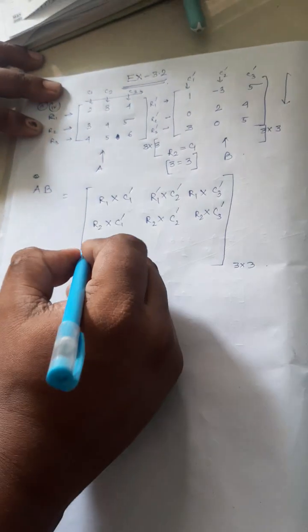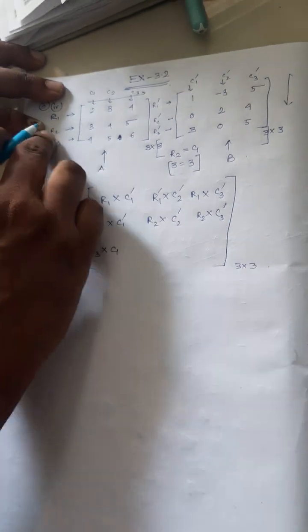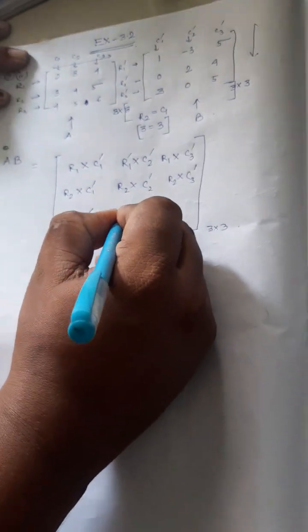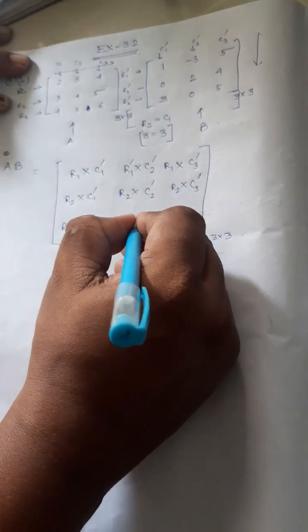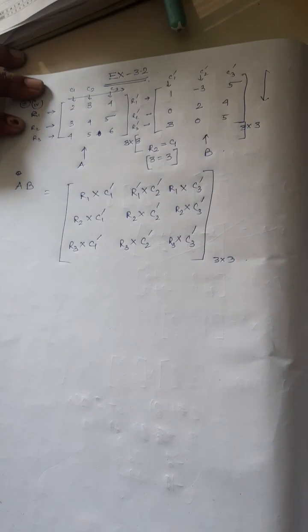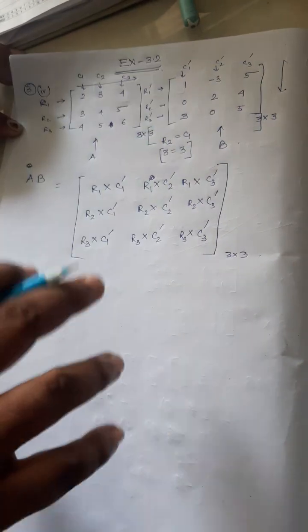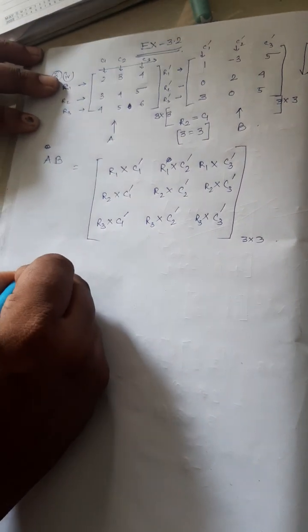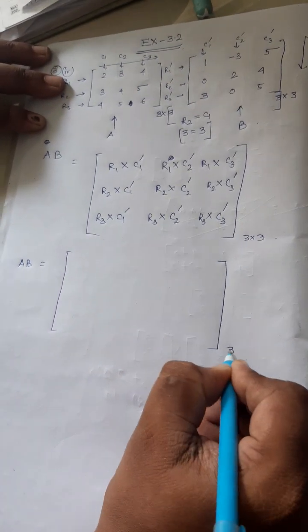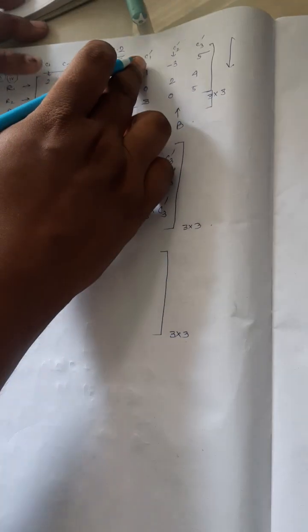Then R3 will be multiplied by C1 dashed. Then R3 will be multiplied by C2 dashed. R3 will be multiplied by C3 dashed. Okay. Last part. Okay. Now we have to find out the elements as per the given row and column wise. First, R1 C1 dashed, that means this element with this element.